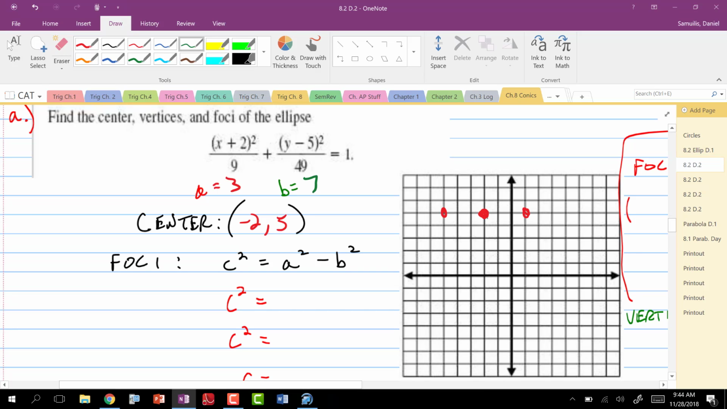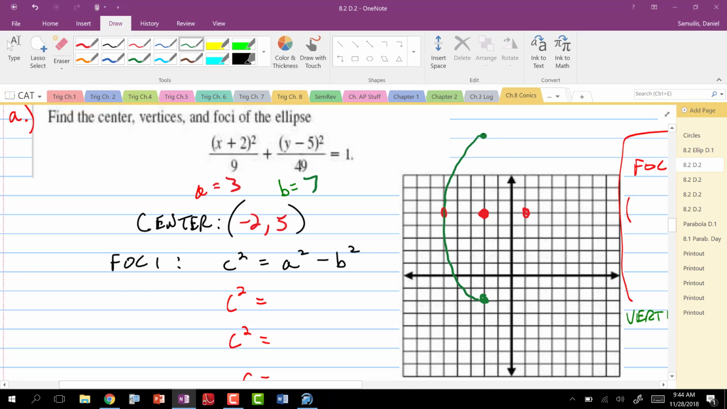Okay, and I go 7. 7 up. Oh, I'm thirsty. 1, 2, 3, 4, 5, 6, 7. I'm going to try to guess that one. And 7 down. 1, 2, 3, 4, 5, 6, 7. Hopefully I counted right. Okay, then I can actually graph this.